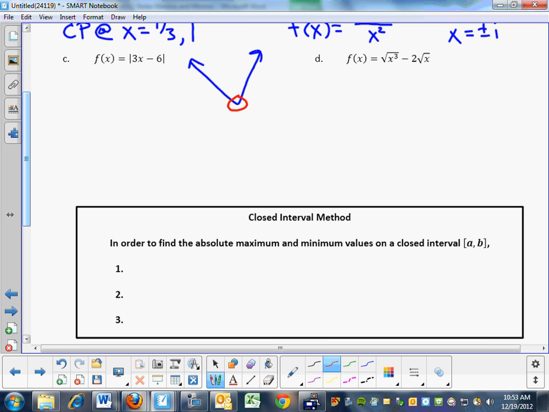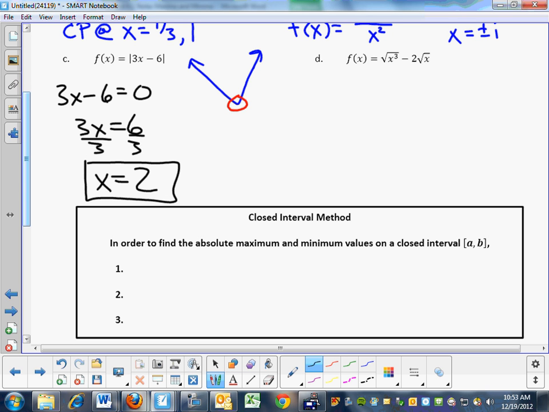Does this ever have a local max or local min? If we were to take the derivative of the left and the derivative of the right, we would just get negative 3 and positive 3. You're never going to have a local max or min. But this point is critical. If you notice, this graph is just shifted over 2 units. I take 3x minus 6, and I set it equal to 0. I get 3x is equal to 6. Divide by 3. And we get x is equal to 2. So you have a critical point at x equals 2. That's it.